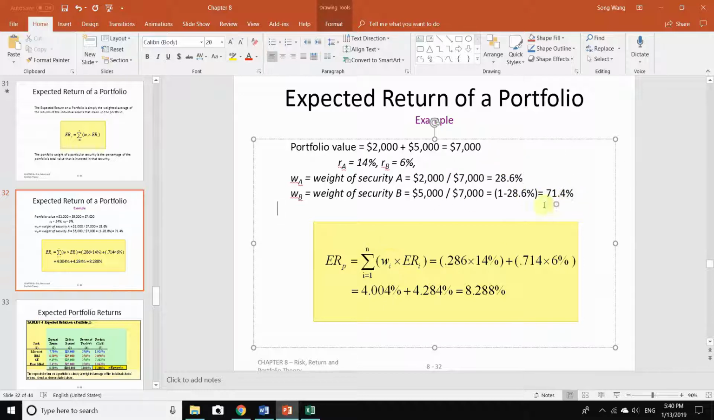Okay, after you get the weights, you multiply each weight by each return. So weight A, which is 28.6%, multiplied by 14%, and do the same thing with B. Okay, and then you add it up to get the expected return for the portfolio.